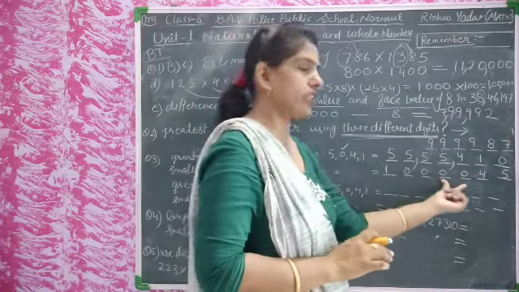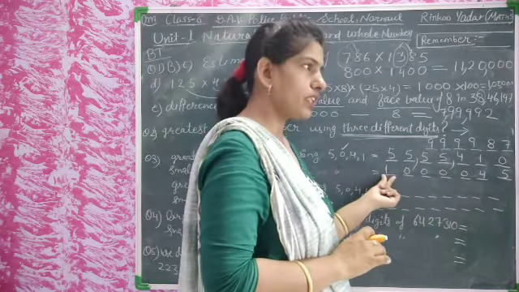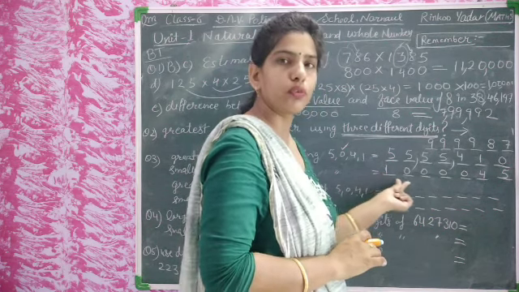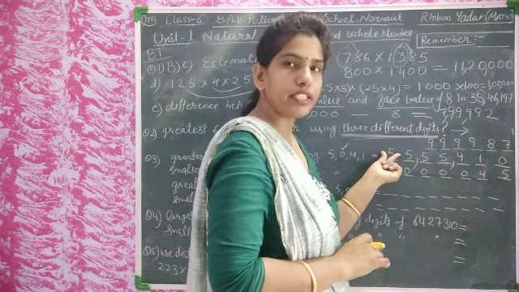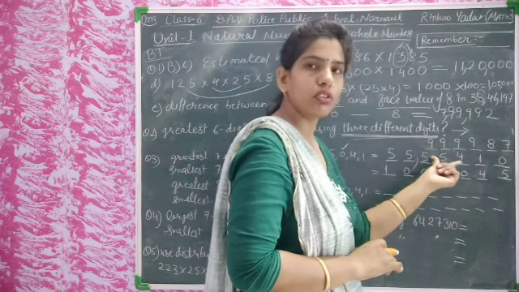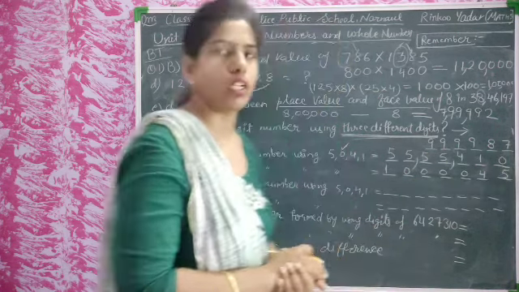This is the smallest 7-digit number using these digits. If you want to take the smallest, then go from the smallest digit first to the greatest, and for the greatest number, use the greatest digit first and then go down to the smallest.